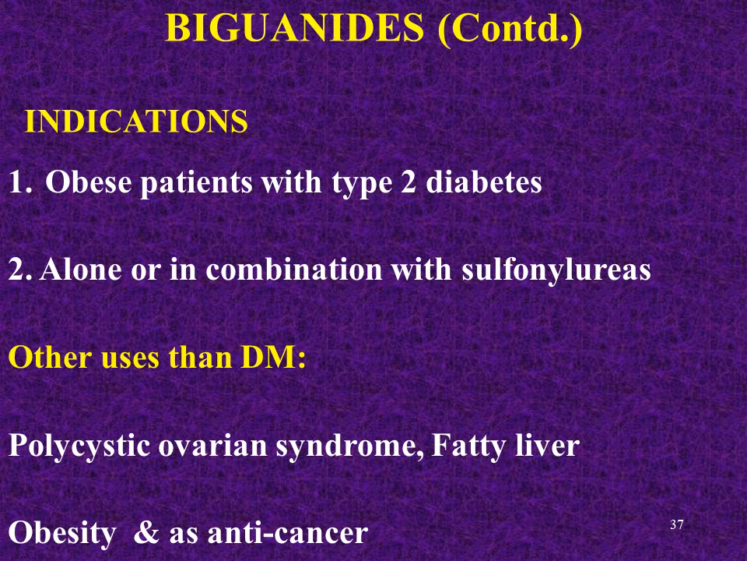So other clinical uses of biguanides apart from diabetes are also asked in your exam, and it's a very important SEQ as well as MCQ. So polycystic ovarian syndrome, fatty liver, obesity, and as anti-cancer drug also it is used. So children, this is a very important short SEQ: clinical uses of metformin other than diabetes.